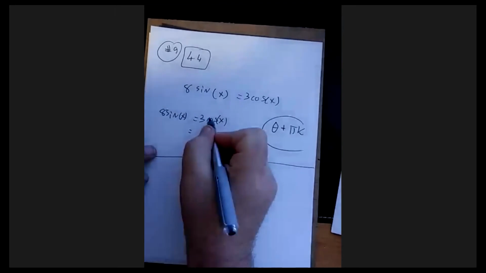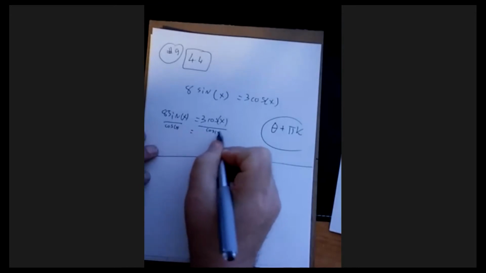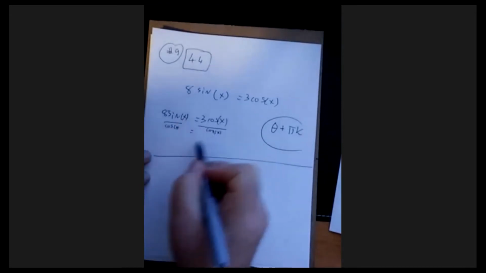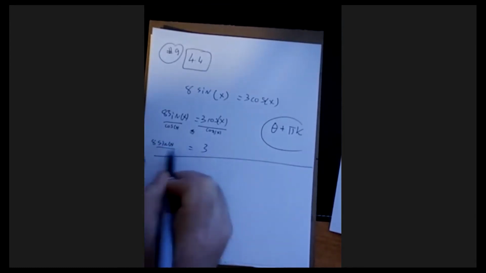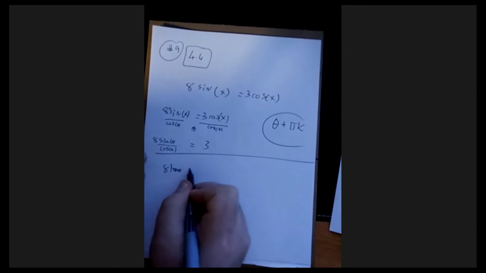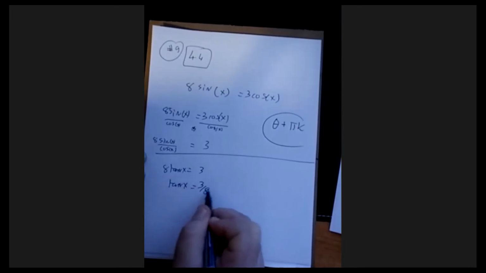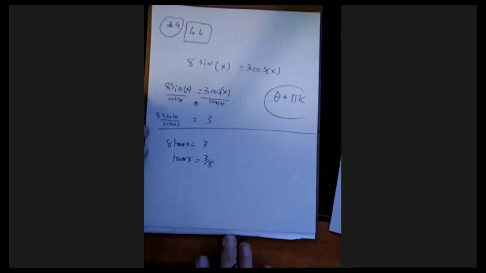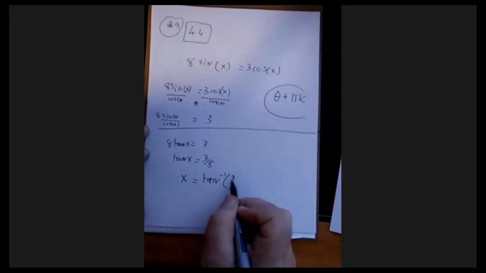So I'm going to divide both sides by cosine x, which means that this fella here becomes 3. What does 8 sine x over cosine x become? 8 tan. So we're now looking at 8 tan x equals 3. Wait a minute, doesn't that make tan x 3/8? Divide both sides by 8, so tangent of x is now 3/8. Now, to find x, don't I just need to find the inverse tangent of 3/8?